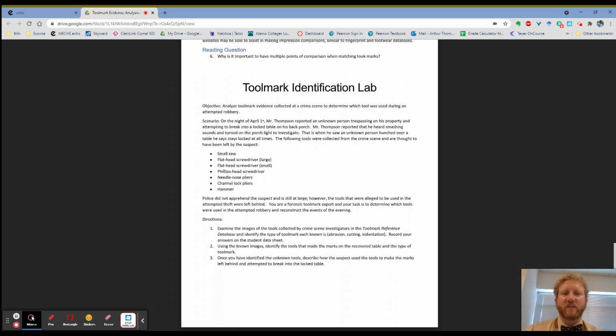The following tools were collected from the crime scene and are thought to have been left by the suspect: a small saw, a large flathead screwdriver, a small flathead screwdriver, a Phillips head screwdriver, needle nose plier, channel lock pliers, and a hammer. Police did not apprehend the suspect, and the suspect is still at large. However, the tools that were alleged to be used in the attempted theft were left behind. You are a forensic Toolmark expert, and your task is to determine which tools were used in an attempted robbery and to reconstruct the events of the evening.